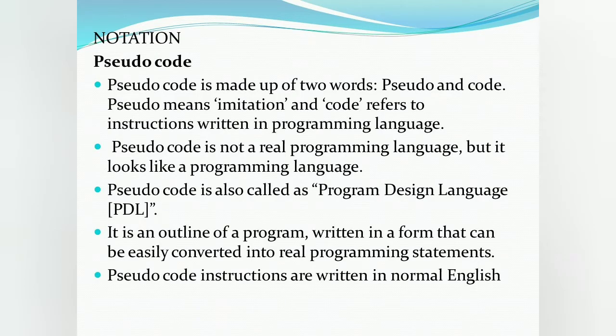Let's see what is pseudocode. Pseudocode is made up of two words, pseudo and code. Pseudo means imitation and code refers to instruction written in programming language. The pseudocode is not a real programming language, but it looks like a programming language. It is also called as program design language.